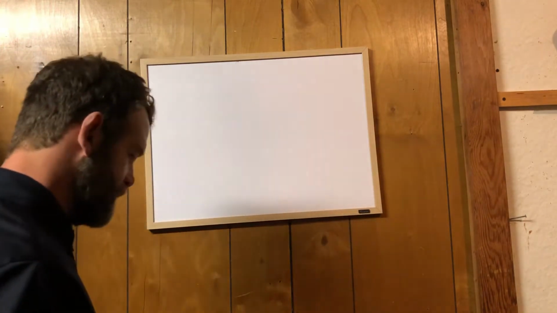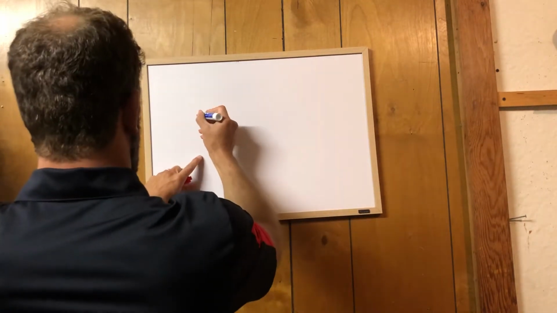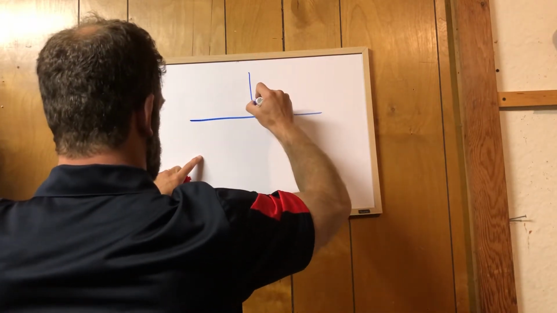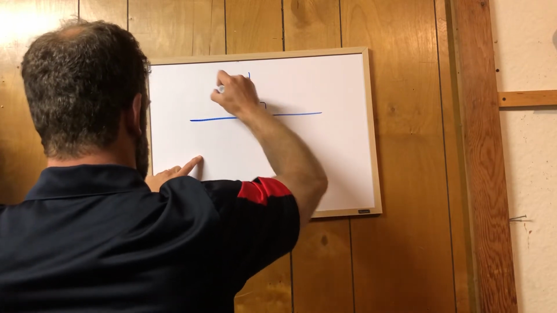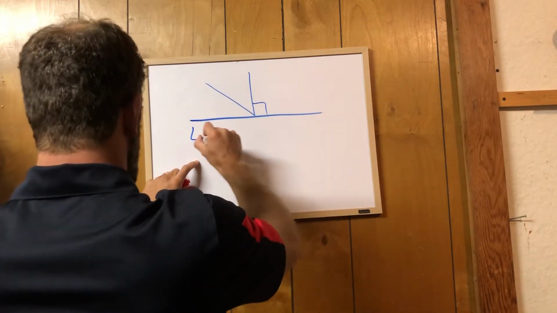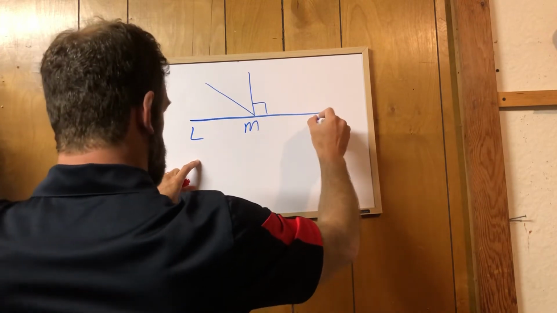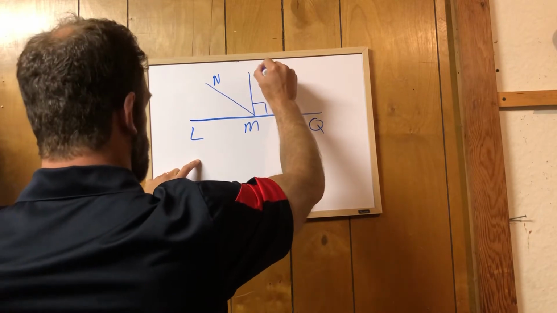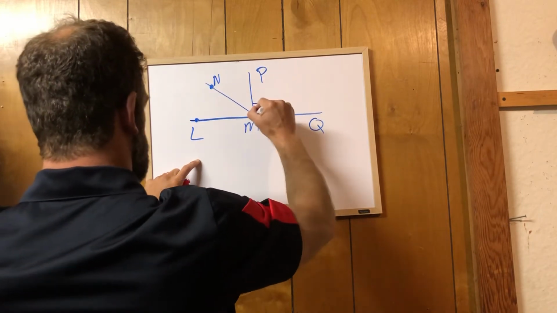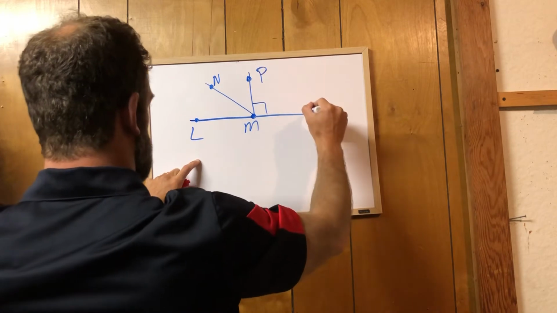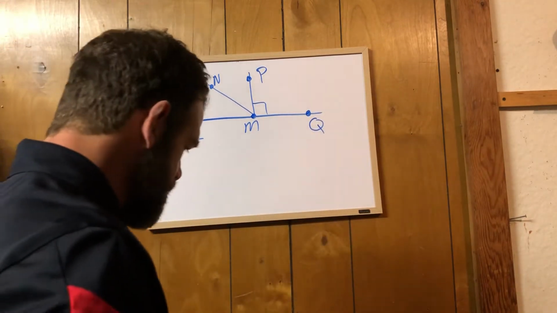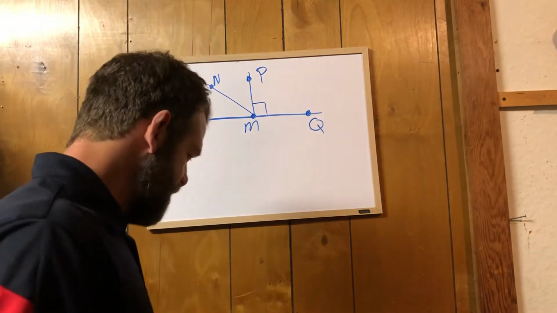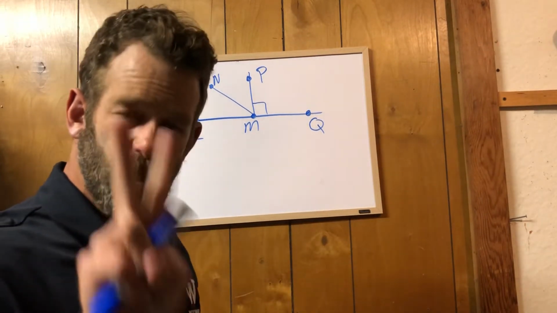Okay, now I'm going to talk to you about some terminology. I'm going to take a line, and this is L, M, Q, N, P. All right. Okay, cool. Now I'm going to give you some terminology, and these first 2 have to do with 2 angles.